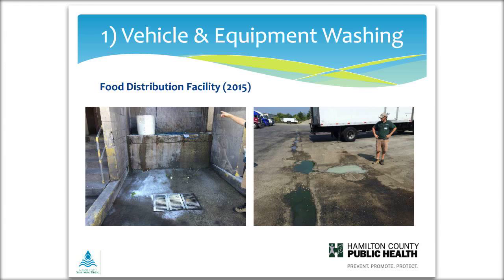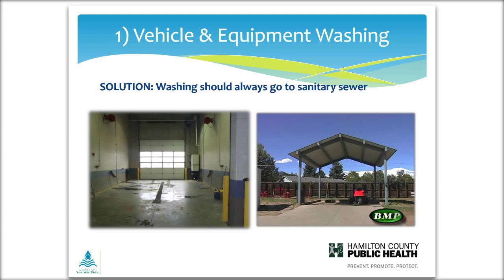So like I said before, what's the solution? The easy solution is these things need to go to sanitary sewer. Most of the time that means having a wash bay inside, which you see in one of our county garages here to the left. To the right, you have an outdoor washing area. And what they did there, that's actually plumbed into the sanitary sewer. However, they're keeping the stormwater out with the roof over top. That's a requirement that is needed for sanitary sewer.